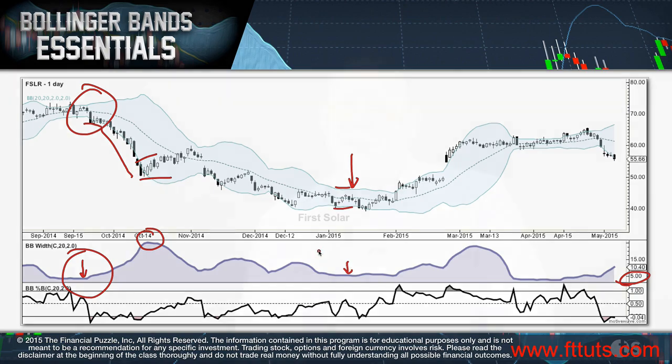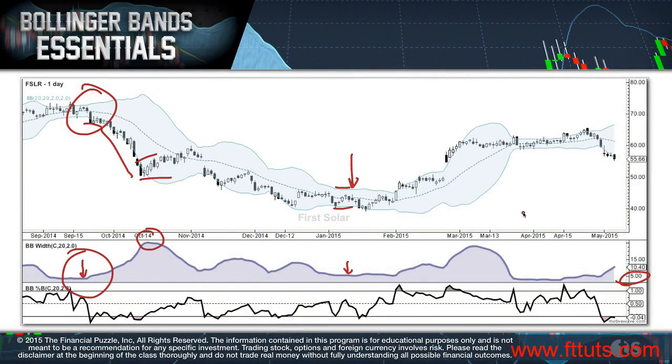You don't see that on the bands themselves. With the bands themselves, they both look like contractions. They both look like squeezes, but in the bandwidth, you can see the extent to how tight it really has squeezed down. Now, if you come on over to the right side of the picture here, you're going to see a really tight squeeze.